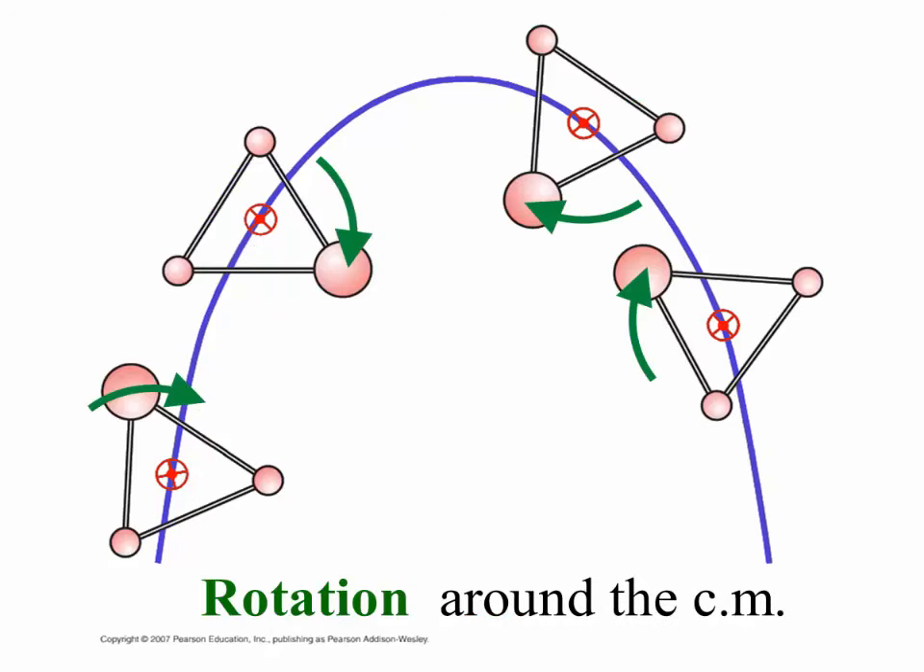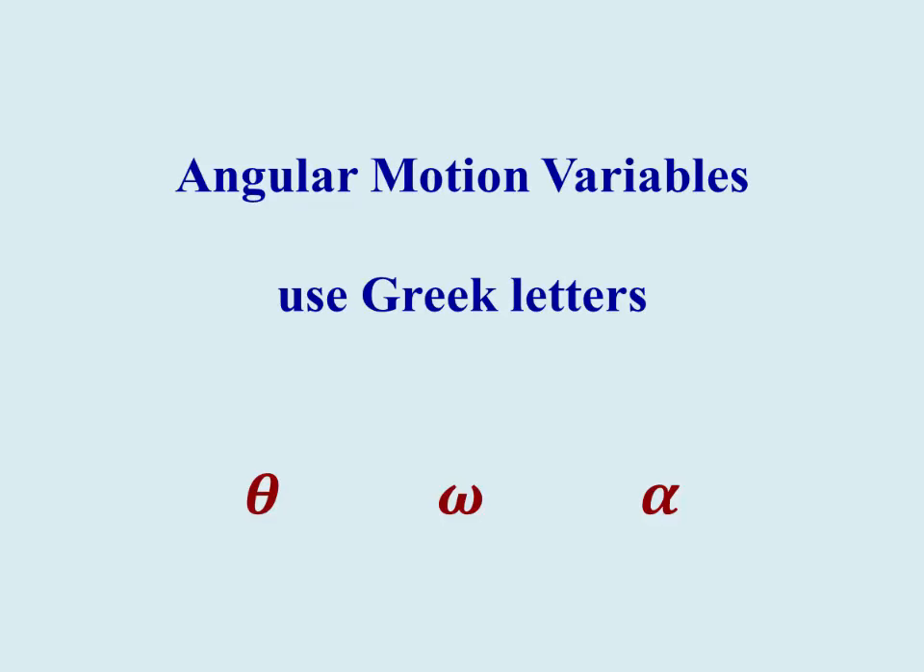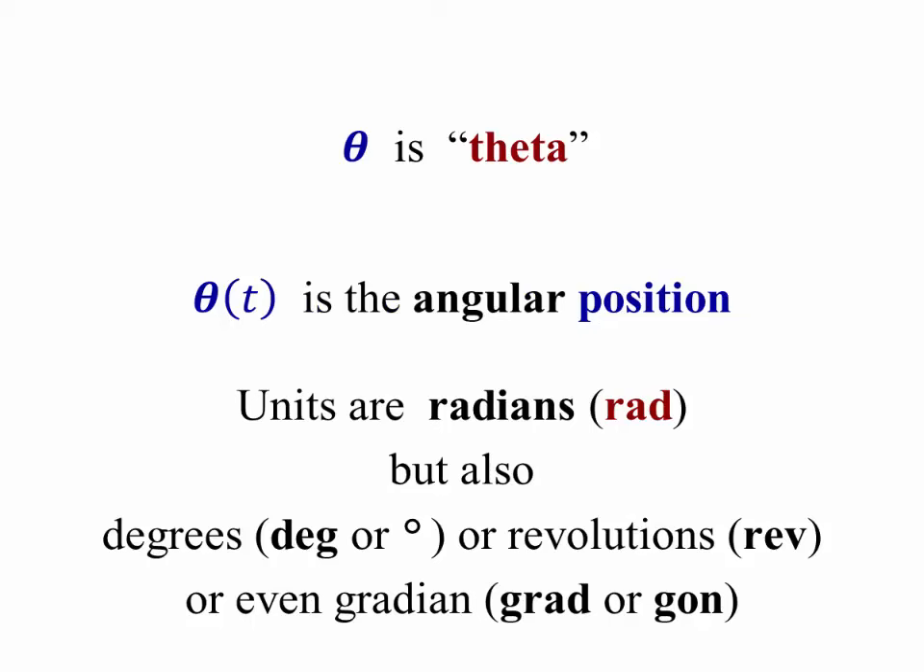The rotation around the center of mass is what we're currently studying. It's described by rotational kinematics of the object relative to some coordinate system that's fixed relative to that center of mass. That motion is described by variables that are typically angles and derivatives of angles that use Greek letters. So familiar theta, omega, and alpha.